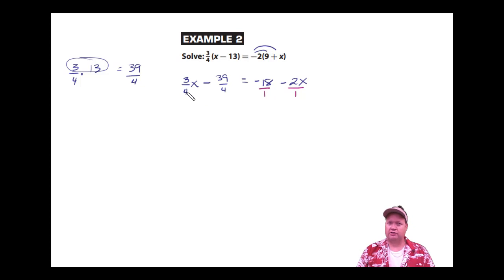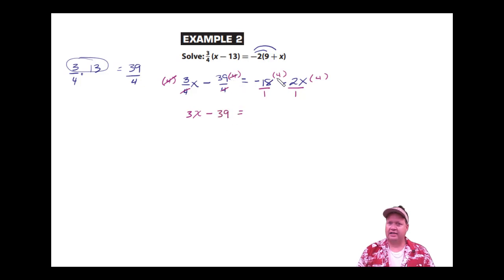So I have denominators of 4, 4, 1, and 1, and the lowest common multiple is just a 4. So we're going to clear the fractions by putting a 4 next to every term. And on the left side, these 4s are just going to cancel out. They're just going to reduce. They're going to turn to 1s. And we're left with 3x minus, and then these 4s are just going to reduce, and you'll have 39.